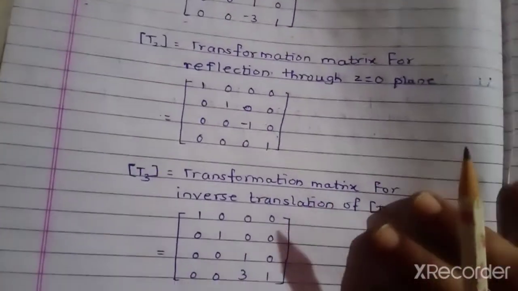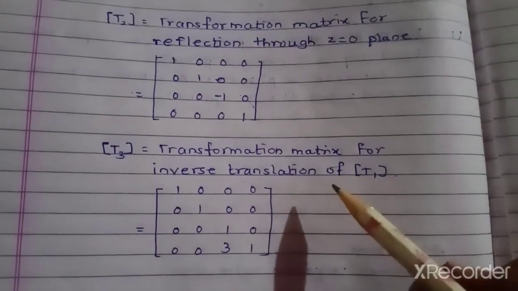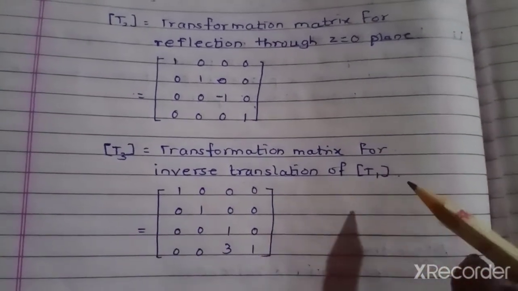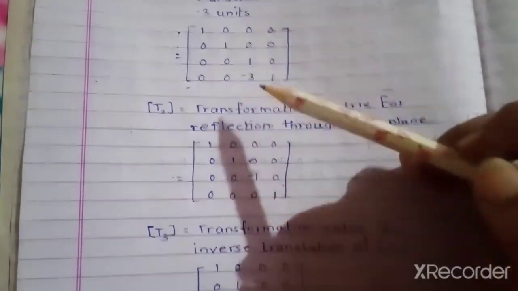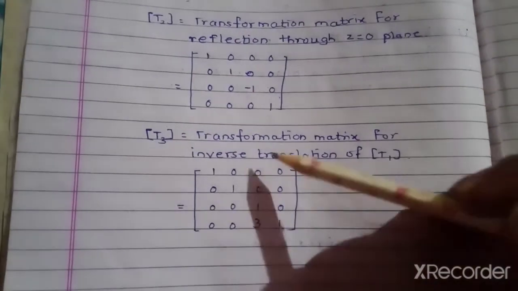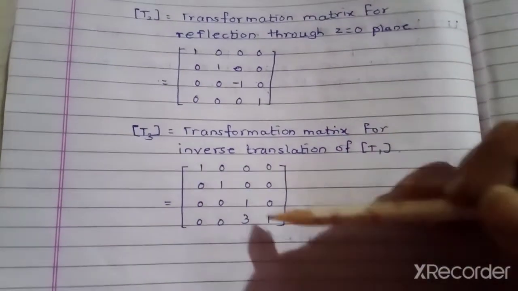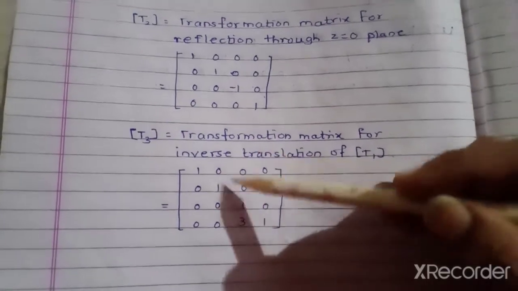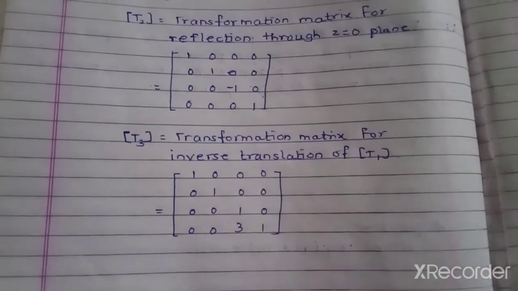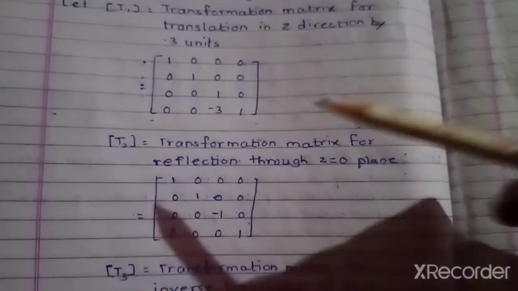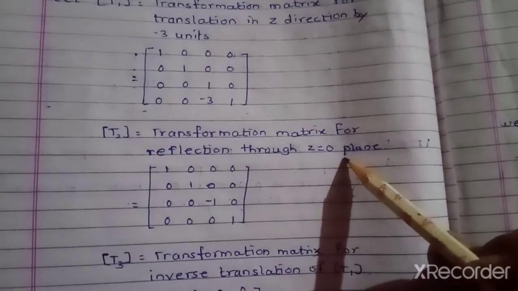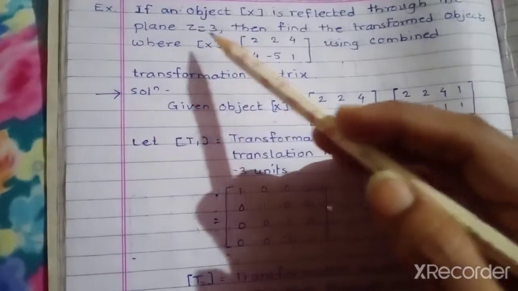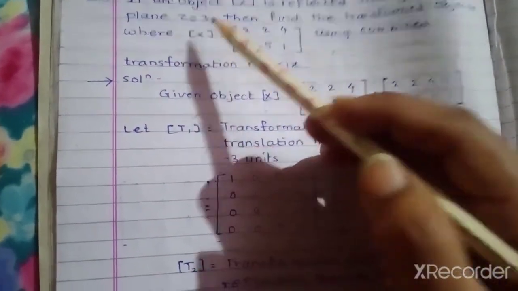And the last one, the T3 matrix, is the transformation matrix for inverse translation of T1. So what does inverse translation mean? That minus 3 is converted to plus 3. Other entries we keep as they are, meaning all diagonal entries are 1 as they are. The remaining off-diagonal entries are 0 as they are. And by using all these matrices, first translation by minus 3 units, then reflection through the z equal to 0 plane, and then inverse translation of T1. So that is the step followed for the plane z equal to 3.